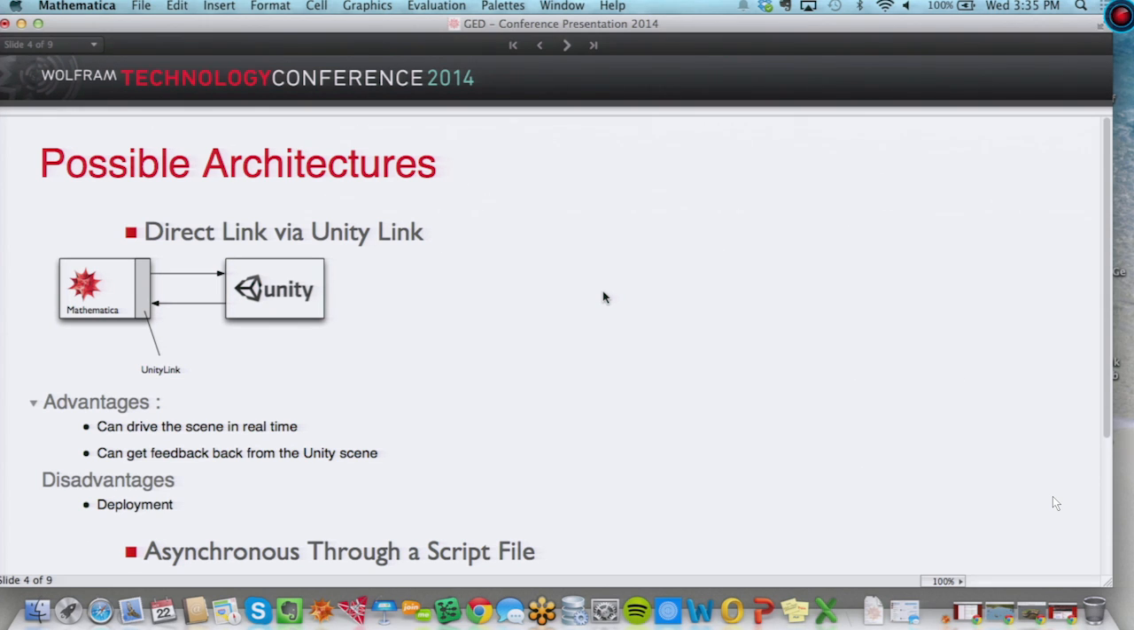Now what Todd and Luke built last year in Unity Link was something that very much looks like what you see here. You have Mathematica, and then you have, much like J-Link and R-Link and MathLink and all of the other connection technologies built into Mathematica, a way to talk to Unity and have Unity talk back to you. So in other words, it's as if Mathematica was the puppet master and Unity contained the scenery with all the puppets that Mathematica could drive.